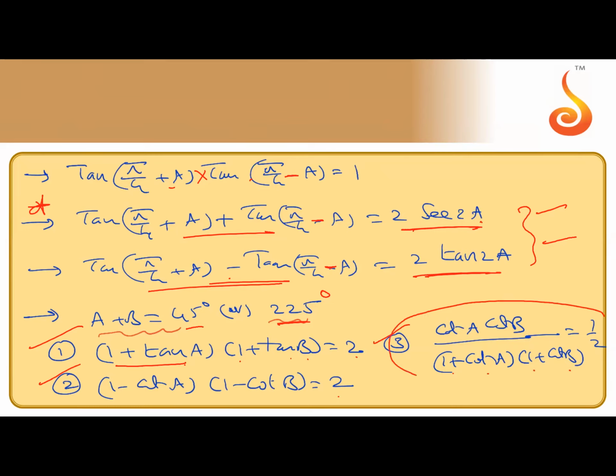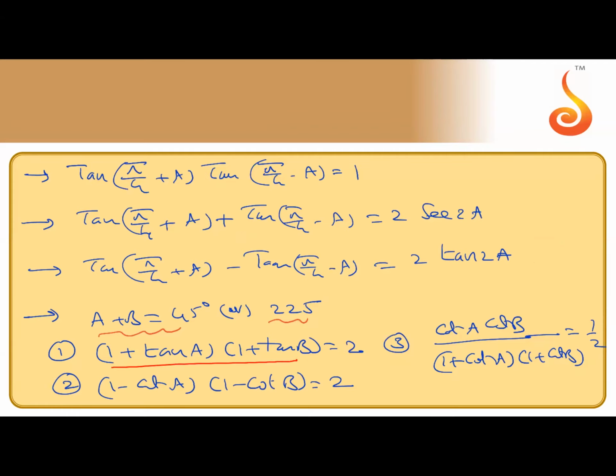Based on this property, one question came in the mains exam last year. It is nothing. If you remember this one, convert into cot and you will get this formula. If you convert to cot, 1 by tan is cot A, you will get this formula. A plus B is 45 or 225. If you remember this formula, these two are enough, then you can convert to this one.